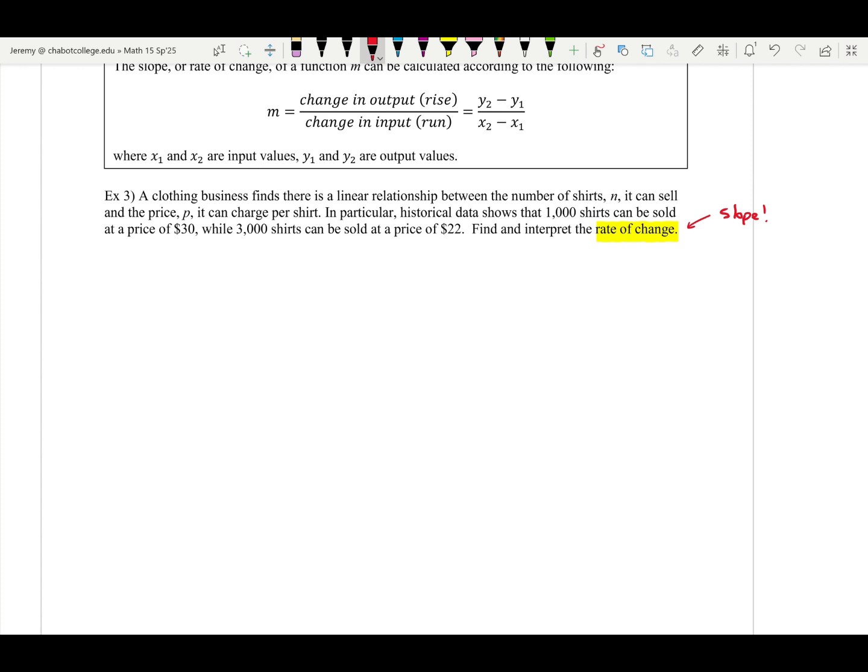Okay, but we're going to have to read through this again and make sure we understand what our variables are and what the units are. Extra close attention to the units. So we have these two variables, N and P. And N is the number of shirts that it can sell, and P is the price that it can charge per shirt.